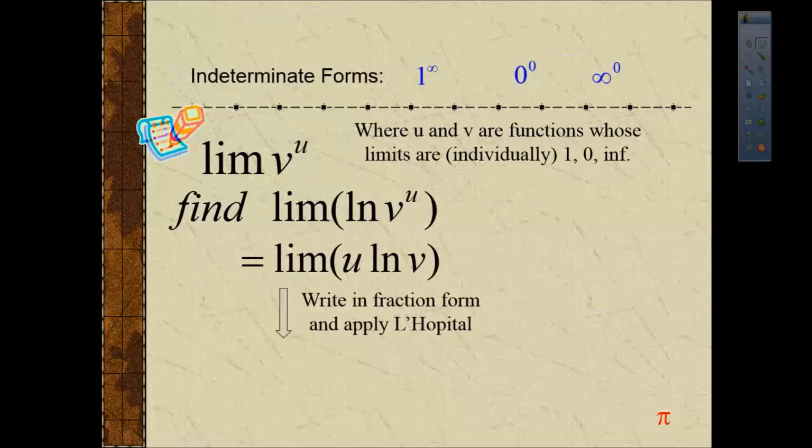Write it in a fraction form and apply L'Hopital's rule like we saw in the last example, and we come out with a number. What we have to remember is don't stop with that number. Since we were taking the limit of natural log of v to the u, to get the actual limit of v to the u, we need to take e to this power. e to the power of that limit that you found. So our final answer is going to be e to the L power.